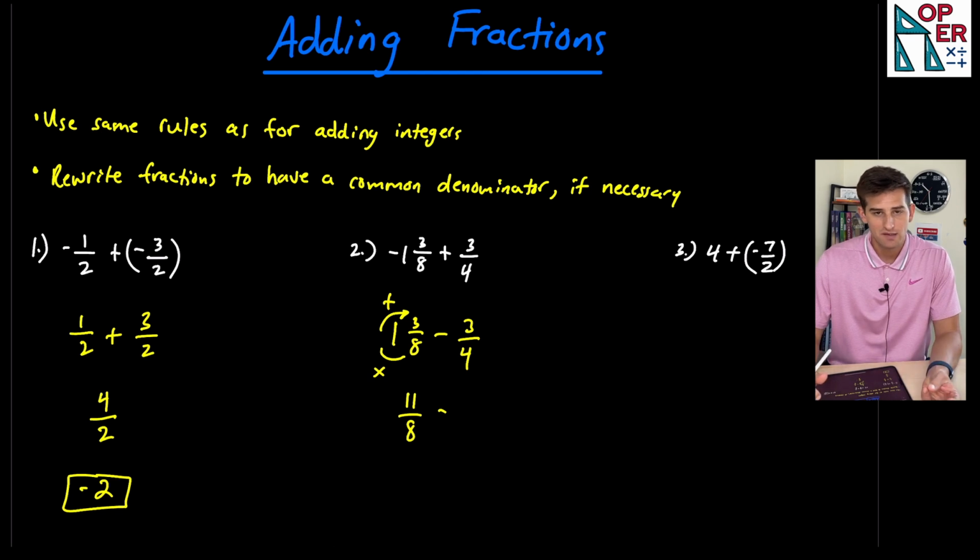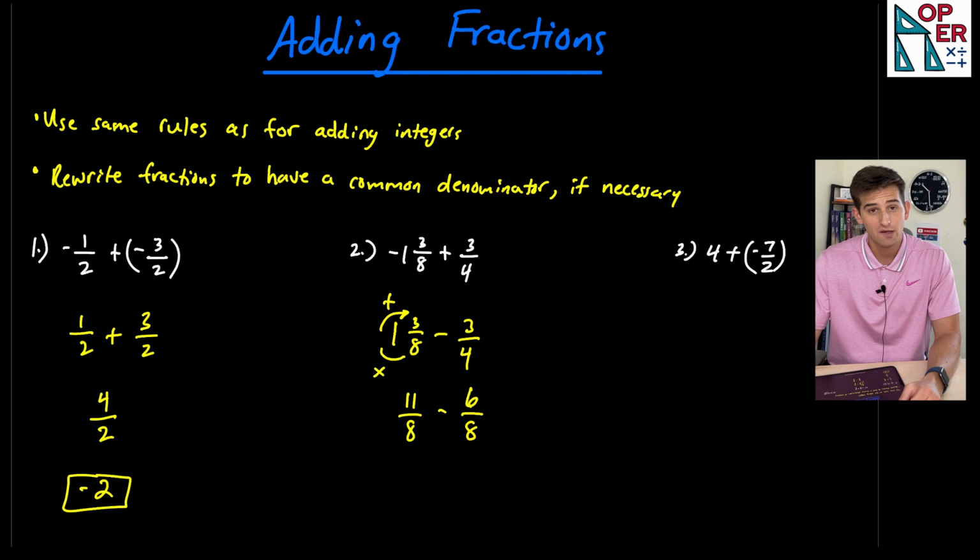And then in the same step, I noticed that my denominators are not the same. So I need to create a common denominator, and this common denominator needs to be 8. So if I multiply 3/4, what do I multiply 4 by to get 8? Well, we multiply by 2. So now I also need to multiply my numerator, 3, by 2. And 3 times 2 is 6. So now we have 11 over 8 minus 6 over 8.